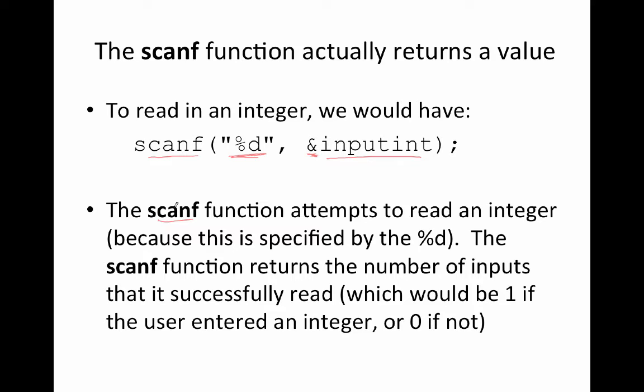Now do not think of this as being true or false. It isn't. It's the actual number of values. So when we're attempting to read in one thing, either we're going to successfully read in one thing or we successfully read in nothing. So the 1 or 0 is the number of values that the scanf function is successfully able to read in. And if we're trying to read one thing, that's either going to be 1 or 0.